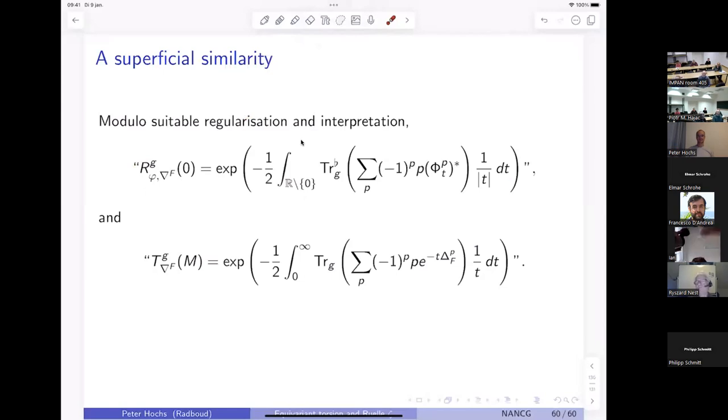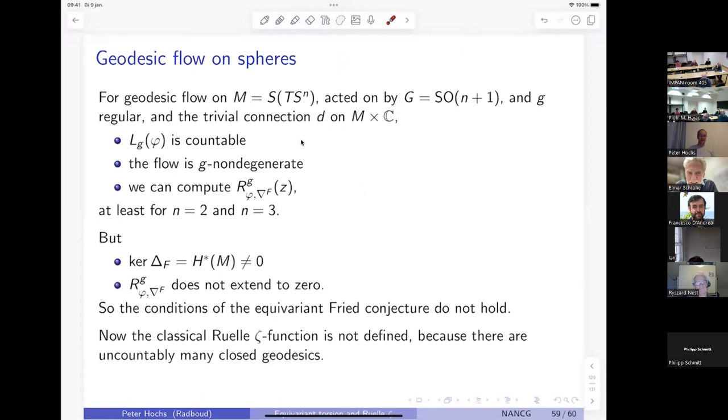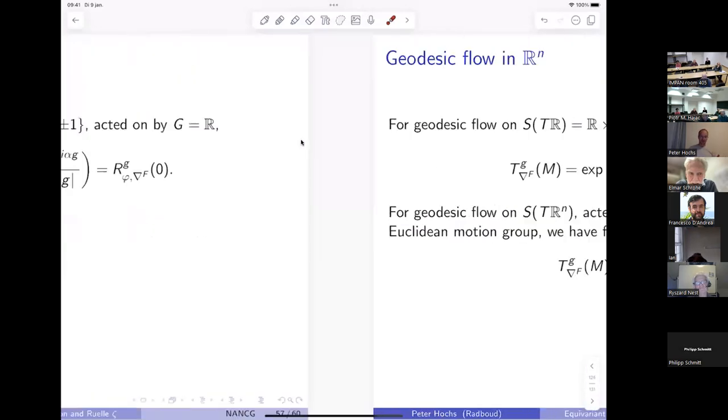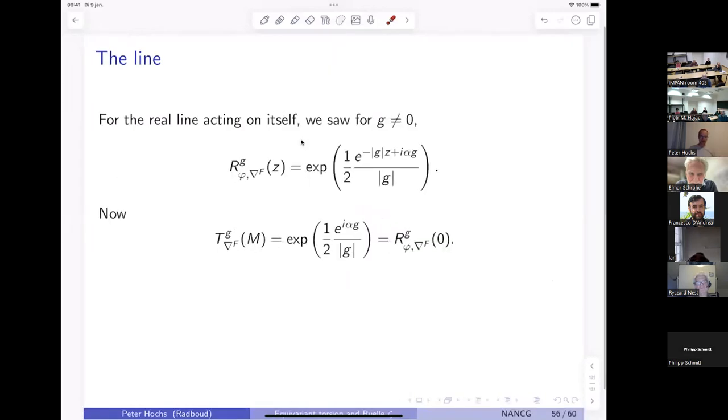Can you say something about the Fried conjecture? Yeah, go ahead, Emma. Sorry? Peter, can you say something about the Fried conjecture? Yes, I can. As I mentioned, there are cases where it's true and cases where it's not true. And there's a very important case where it's not true, so we have to be realistic about this.